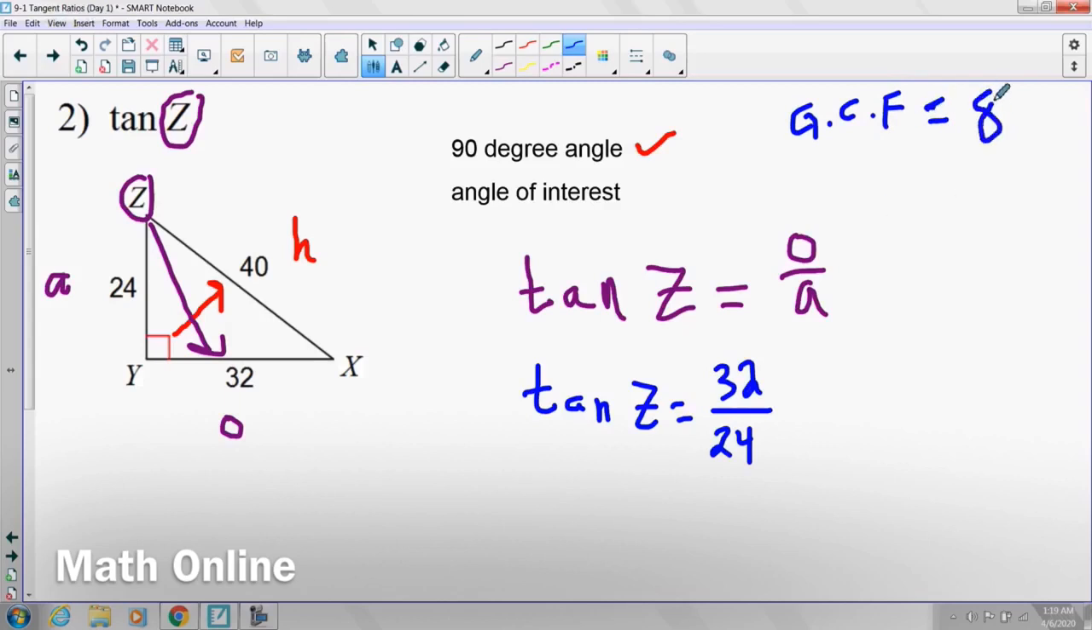All right, hopefully you guys remember how to find the greatest common factor. If not, shoot me an email or something and I'll show you guys, okay? Just to review on that. So the greatest common factor between 32 and 24 is 8. Therefore, we need to divide both of these numbers by 8.